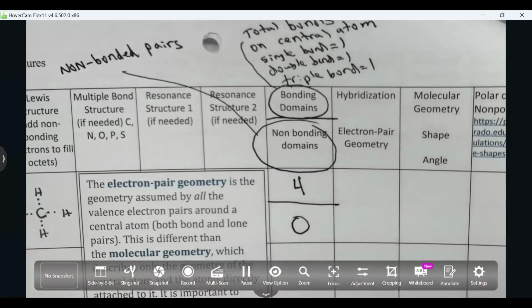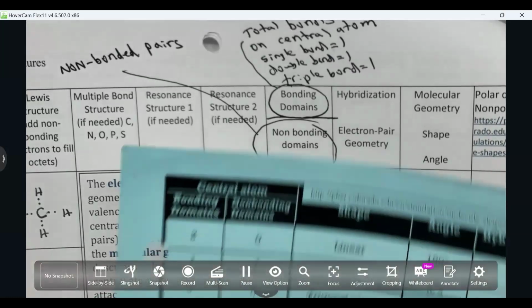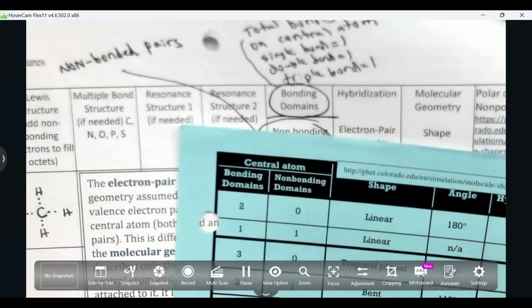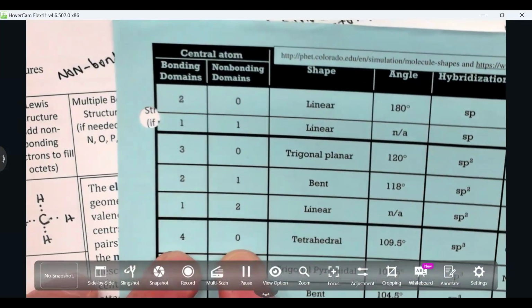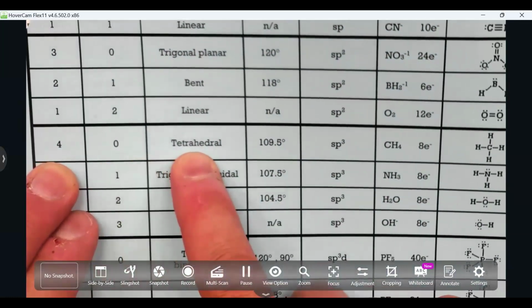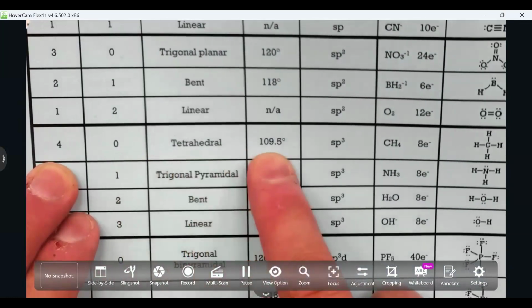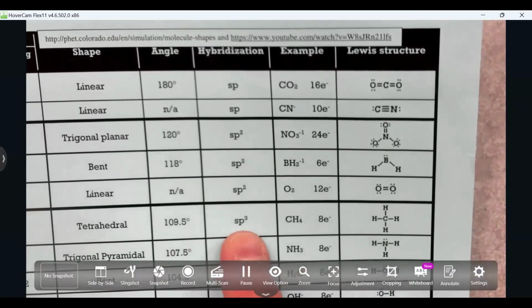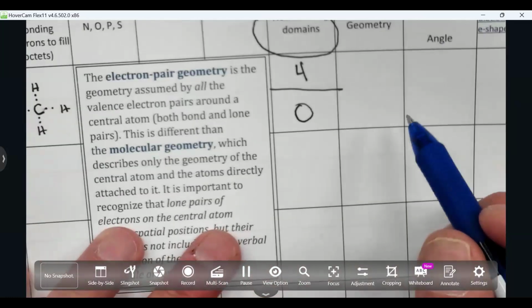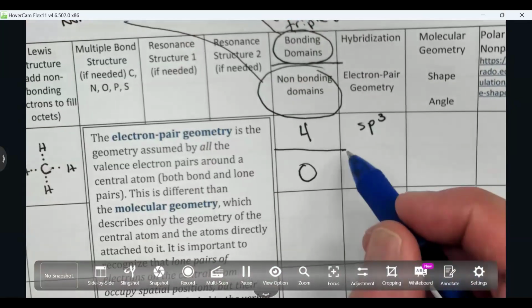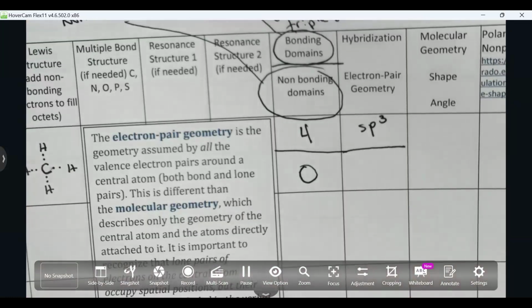Now, I'm going to spoil you with my blue sheet. We're going to write some things down. I'm going to explain it more later. Bonding domains, non-bonding domains: 4-0. What type of shape? Tetrahedral. What's my angle? 109.5. What is my hybridization? Sp3. Now, we're going to explain that. We're going to write it down for now.